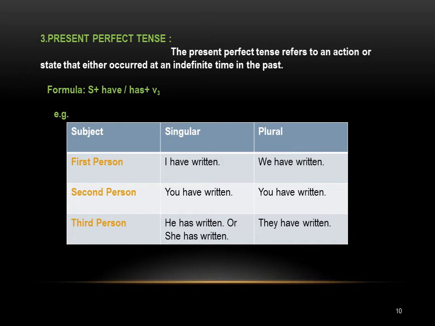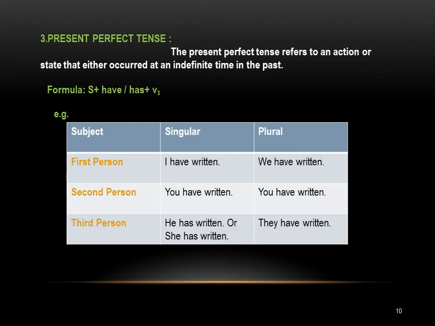Here I also mention one formula: S plus have or has plus V3. S is the subject, have or has is the helping verb, you can also call it an auxiliary verb, and V3 means the past participle form of the verb. Here the columns appear to us, yes or no? Yes. Subject: first person, second person, third person, and then the singular column and also the plural column.